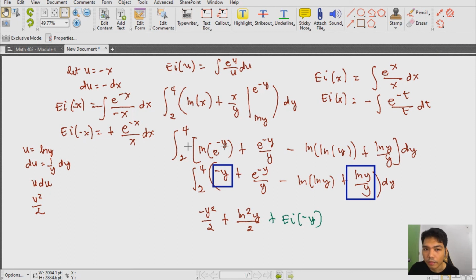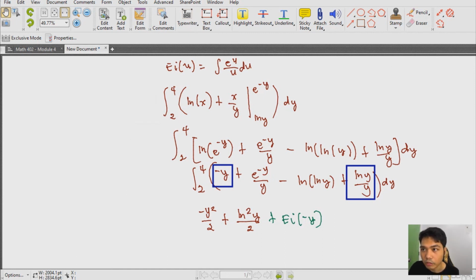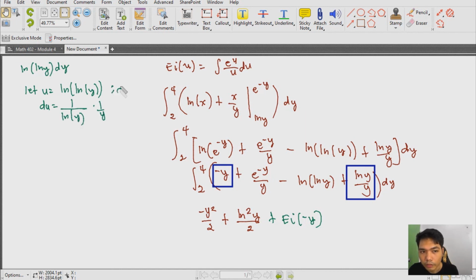Okay, and then we can now proceed with the last one, which of course will be utilizing dito yung ating concept ng integration by parts. So, ln of y. So, if we have ln of y, so integration by parts na yung pwede natin gawin dito kasi wala talaga tayong choice eh. So, we let u equal to ln of y, and then yung ating du would be equal to 1 over ln y times 1 over y. Our dv is equal to dy, and our v is equal to y.